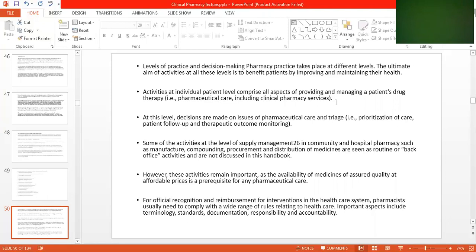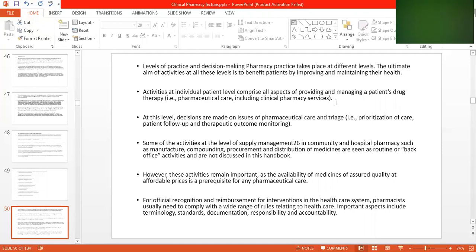At this level, decisions are made on issues of pharmaceutical care and triage, that is prioritization of the care. Means in care also you have to put priorities, what you have to do first and what you have to do last. Patient follow-up means after the patient takes the medication and comes back to your hospital, you have to have a follow-up plan for what you are going to do next, and therapeutic outcome monitoring, meaning what are the results of your therapy with the drugs. Is there any improvement or no improvement in the patient?